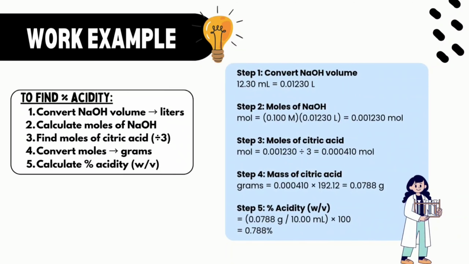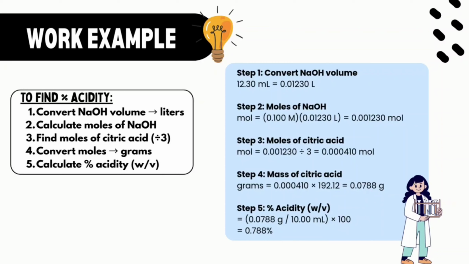For the required calculation, step 1, you need to convert the sodium hydroxide volume to liters. You can get the volume from the data given. Step 2, you need to calculate the moles of sodium hydroxide. Step 3, you need to calculate the moles of citric acid. We can find the moles by using the 1:3 ratio from the balanced equation. Step 4, we need to calculate the grams of citric acid in our orange juice sample. Lastly, step 5, we need to calculate the percentage of acidity in weight per volume.